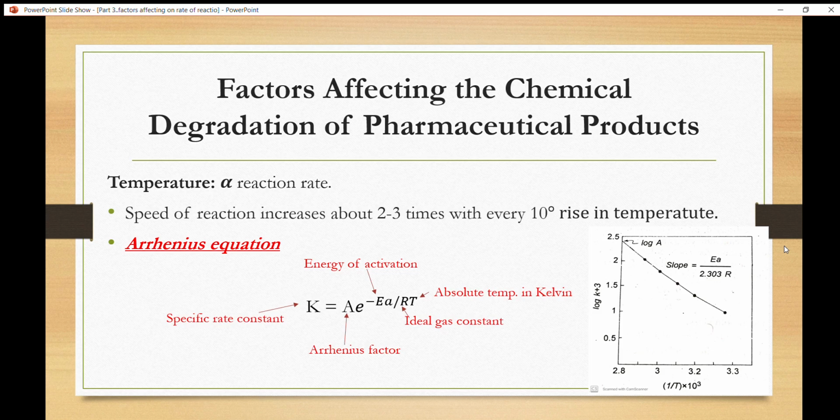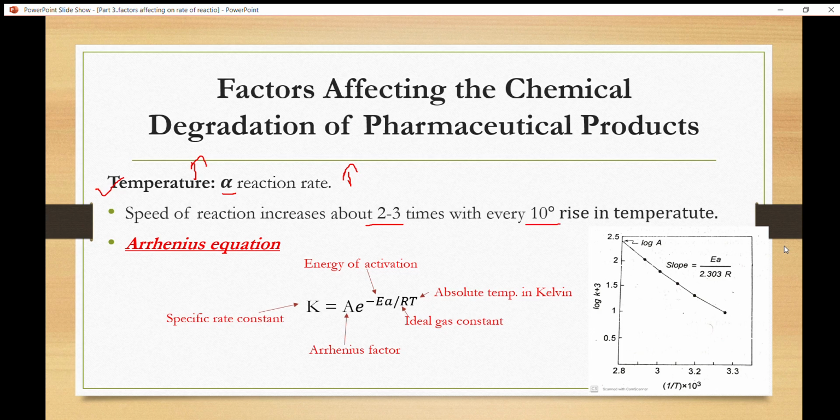First, let's discuss temperature. Temperature is directly proportional to the reaction rate, or the speed of reaction. This means that as we increase the temperature, the rate of reaction also increases. The speed of reaction increases about 2 to 3 times with every 10-degree rise in temperature.